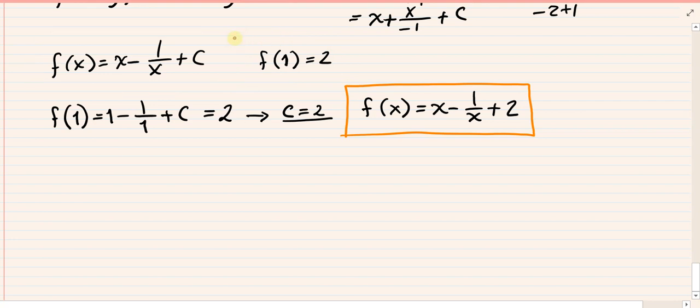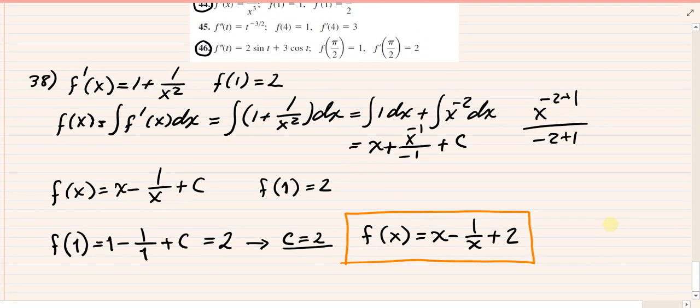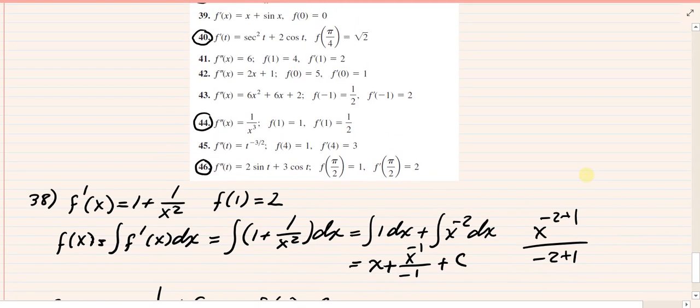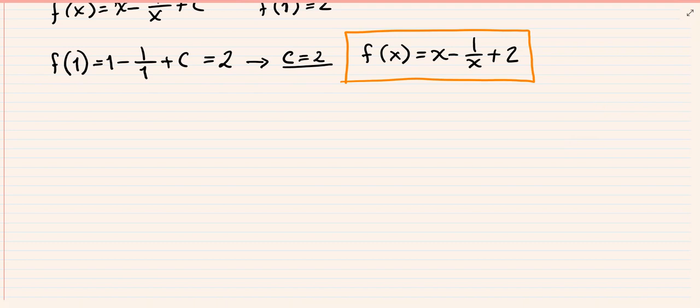Or simply, it meets the requirement set by the initial values. There is number 38. Let's take a look at number 40 now. In number 40, we have secant squared t plus 2 cosine t, and we want the condition, if you will, that f at pi over 4, a 45-degree angle, must be root 2. f at pi over 4 must be root 2. So the derivative, the differential equation, is secant squared t plus 2 cosine t. Let's do that one.